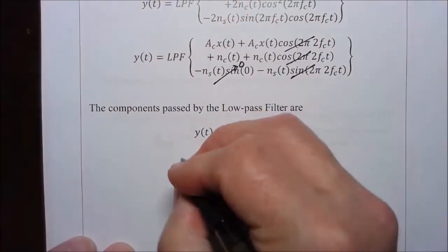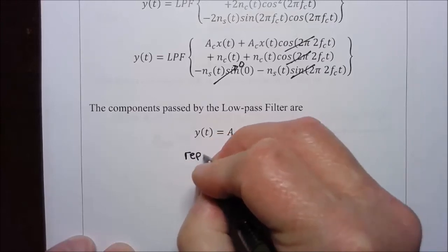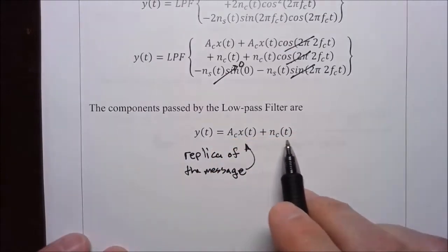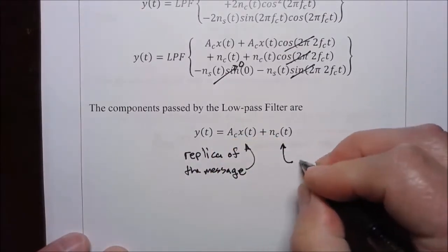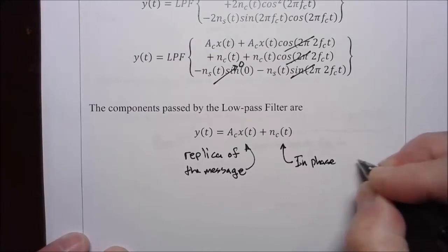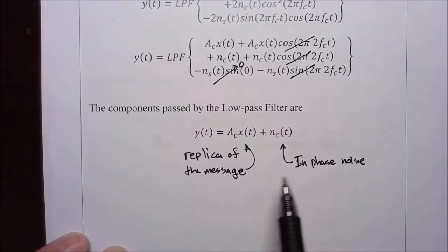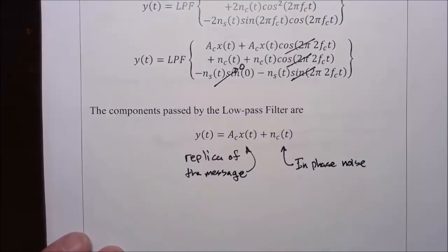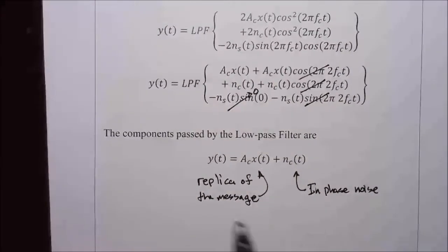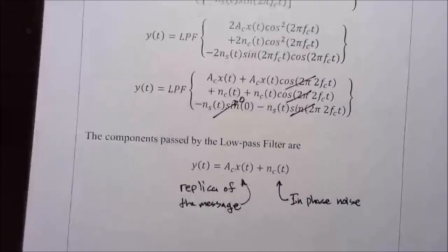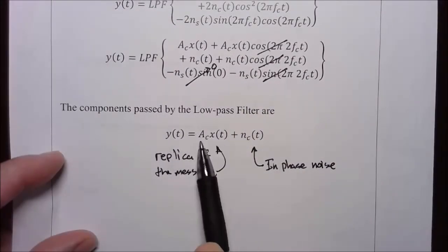Well, this is a scaled replica of the message, and then we have the noise. This is the in phase noise. You'll notice that the quadrature phase NS term has been eliminated completely through this synchronous detection, because the synchronous detection retains the in phase component, but since it's at 90 degrees with the quadrature phase component, that part is filtered out or eliminated. The output signal is this replica of the message signal.